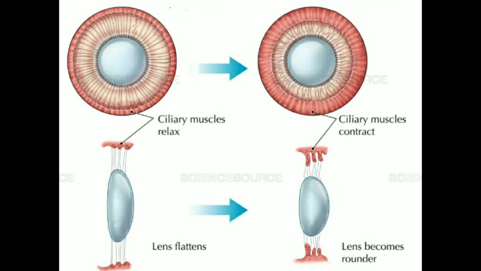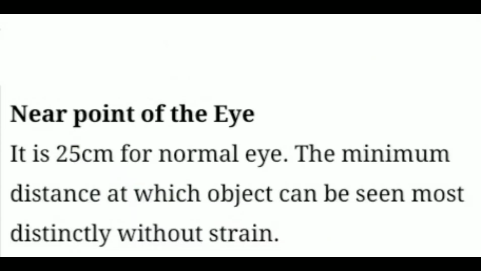Now, before moving further in the chapter, we will be defining two important terms which we require for the coming topics. First is the near point of the eye. It is the minimum distance at which object can be seen most distinctly, that is clearly without strain. For a normal eye, this distance is 25 centimeter.